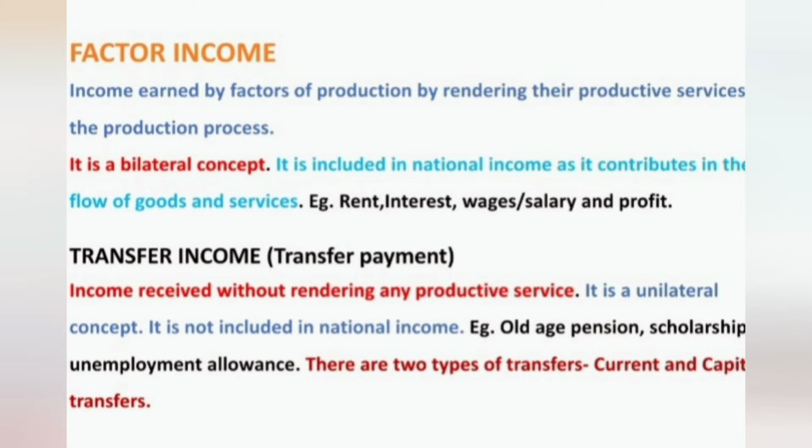So what about transfer income? It is an unearned income. It is unilateral. It is received without rendering any productive service. Examples are old age pension, scholarship, unemployment allowance, etc. And there are two types of transfers, current and capital transfers. So national income does not include this transfer income. But disposable income includes both factor income and the transfer income.